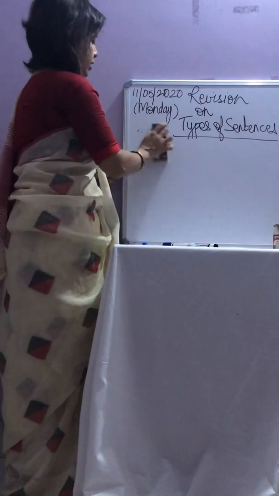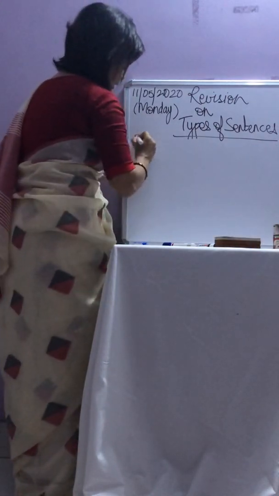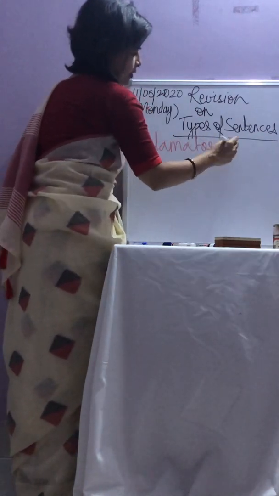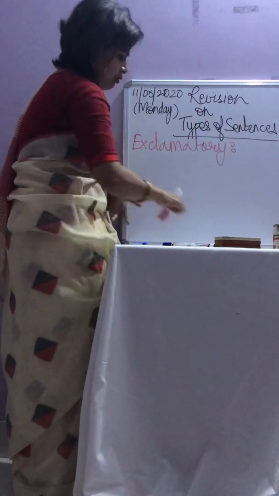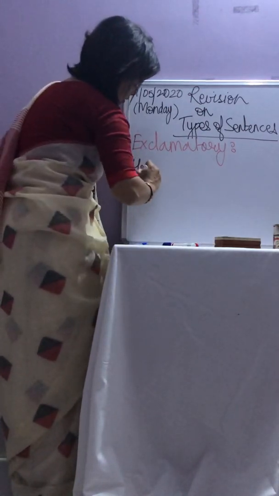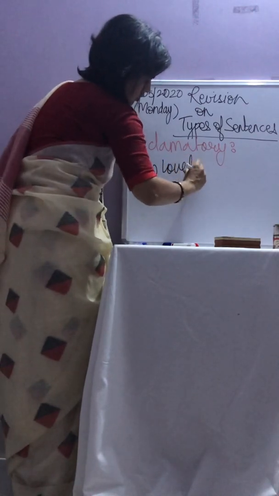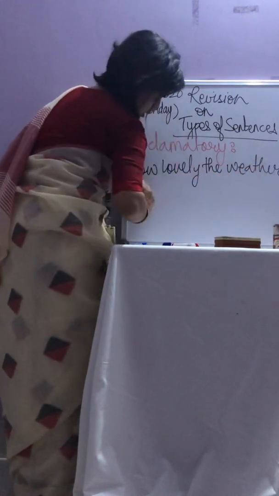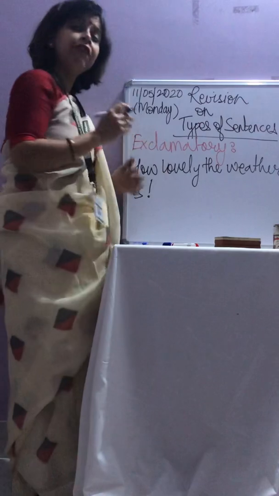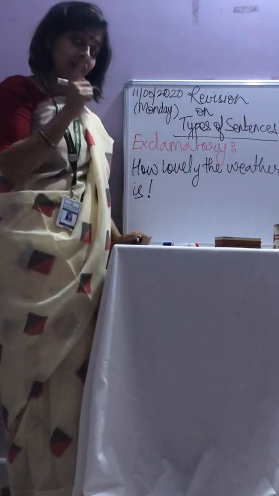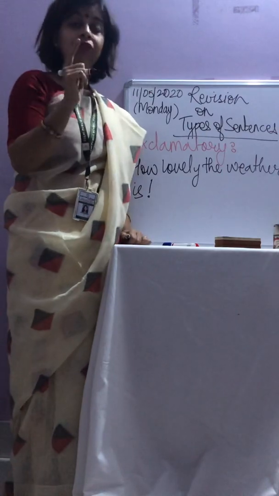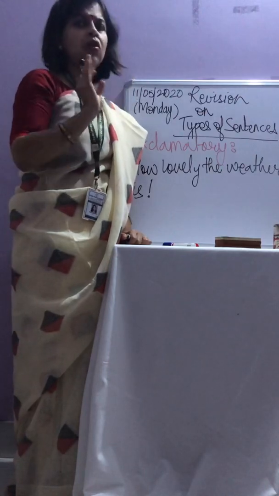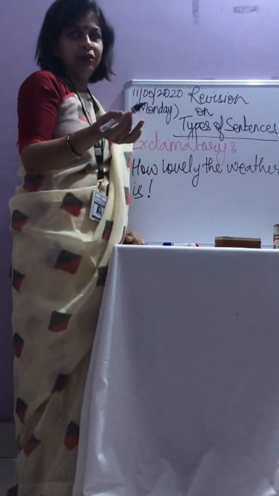The last one is exclamatory. Exclamatory sentence. Okay, use a black ink. How lovely the weather is. So you have a strong feeling in it. SF, remember we had to identify exclamatory sentences using strong feeling. SF, the acronym SF. SF means you are expressing something with a strong feeling. So here, how lovely the weather is.